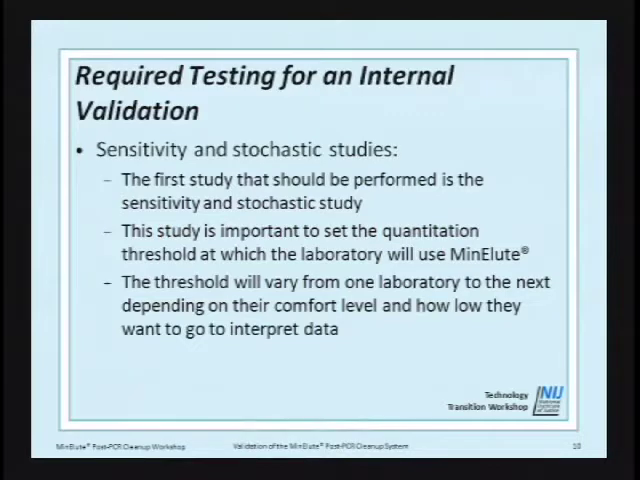Okay, so let's start with sensitivity and stochastic studies. And the reason why I put that first is because you have to determine the limit of your system. And before you start looking to see about your contamination and how well it works on probative samples and reference samples and so forth, you want to know what kind of fold increase you're going to be looking at. Okay, so this study is important to see the quantitation threshold at which the laboratory will use MinElute. The threshold will vary from one laboratory to the next depending on their comfort level and how low they want to go to interpret data.